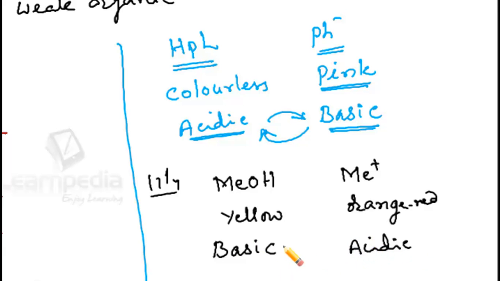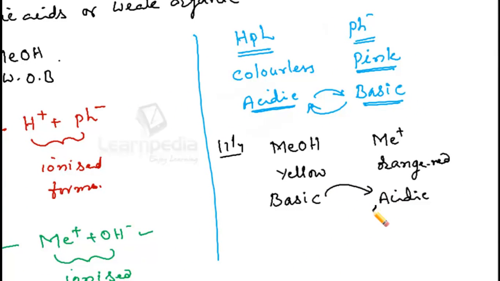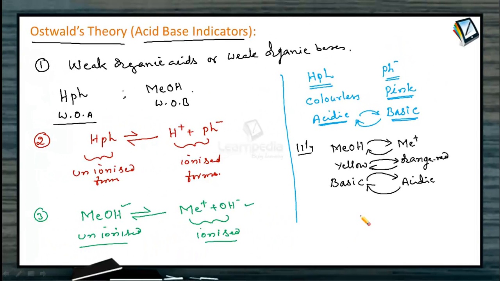Thus, whenever the basic medium changes to acidic medium or acidic medium changes into basic medium, then there will be a change in the form from molecular form to ionic form or ionic form to molecular form. As a result of which, the solution either will turn yellow or change to orange red. So yellow changes to orange red changes to yellow depending upon the nature of the solution, basic or acidic. Thus, phenolphthalein and methyl orange exhibit different colors in aqueous solution depending on the pH of the solution, whether less than 7 or more than 7. That is, either acidic medium or basic medium.